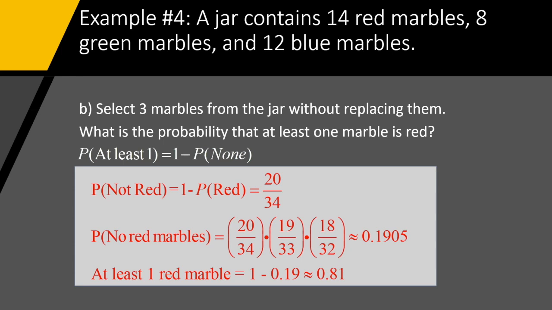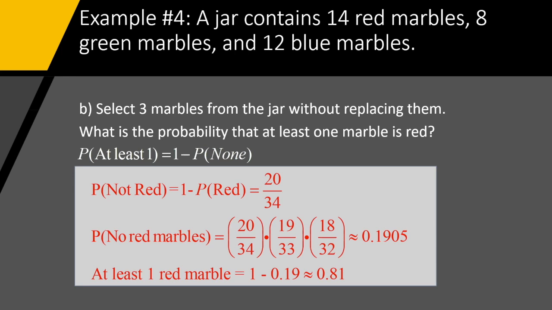And then we subtract 0.1905 from 1, and we get approximately 0.81. So you can see that the probability here is a little bit higher than if we did replace them every single time, because there are fewer and fewer not red marbles left in the jar every time that we select one. The probability is so close in this case if we rounded to the nearest tenth, but if we took it out to several decimal points, or if we had a lot more marbles in the jar to begin with, we would see a much bigger difference.